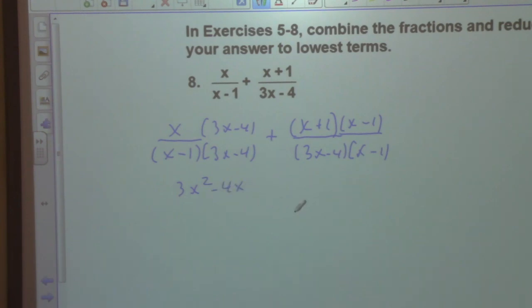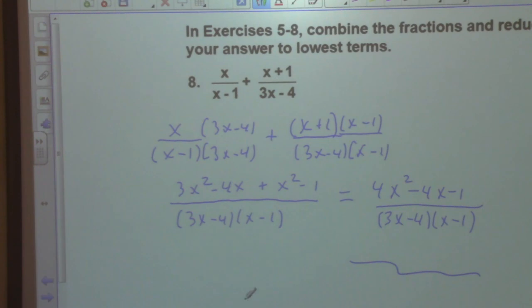Okay. Plus, and then after each times of those, you're going to get x squared minus 1 over 3x minus 4 times x minus 1. And then you'll combine like terms and get 4x squared minus 4x minus 1 over 3x minus 4 times x minus 1. So is that it?